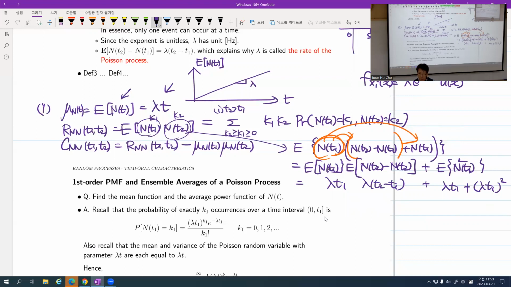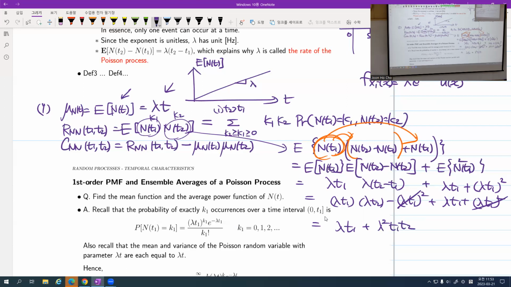variance alpha. Okay, so its correlation is the variance plus mean squared. That's what I remember. Yeah, I believe so. So now let's expand. So lambda t1, lambda t2, negative lambda t1 squared plus lambda t1 plus lambda t1 squared. So we have canceled, and lambda t1 plus lambda squared t1, t2.